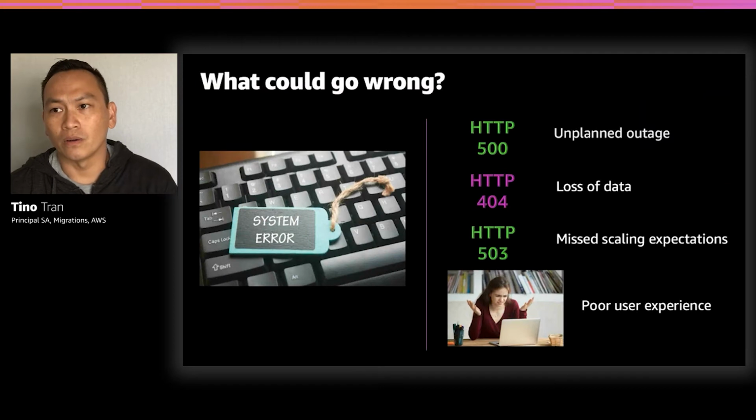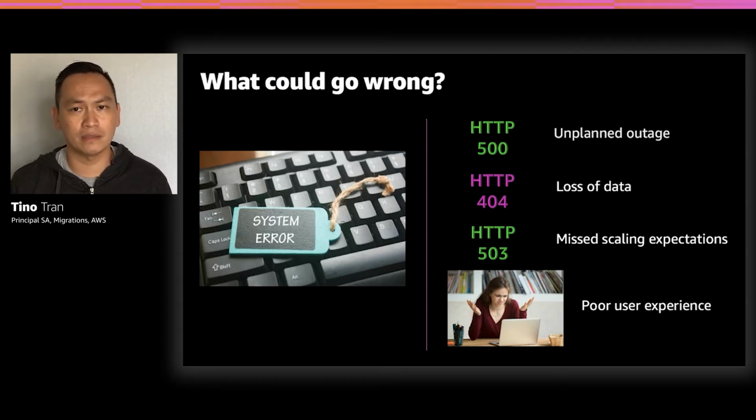Okay, so what could go wrong? When we plan a migration, lots of things come into play. We think about what the application is, what the dependencies are, and how we're going to move that application. But then we get to this phase where we're cutting over, and this is actually one of the most critical phases, because this is when we're playing with actual production user traffic. So, what could go wrong? Unplanned outages, loss of data, missed scaling expectations. These are all things that could affect your migration if you don't plan well enough for this cutover phase.